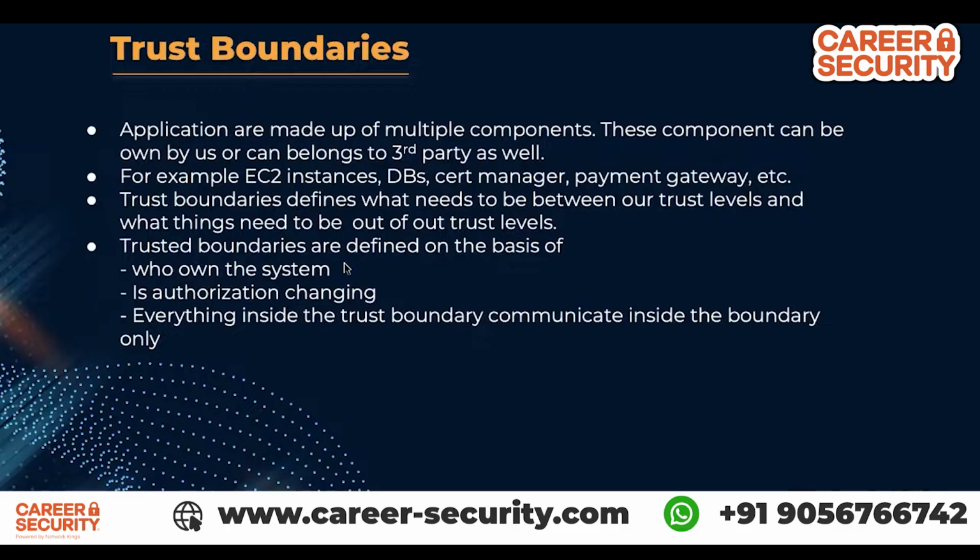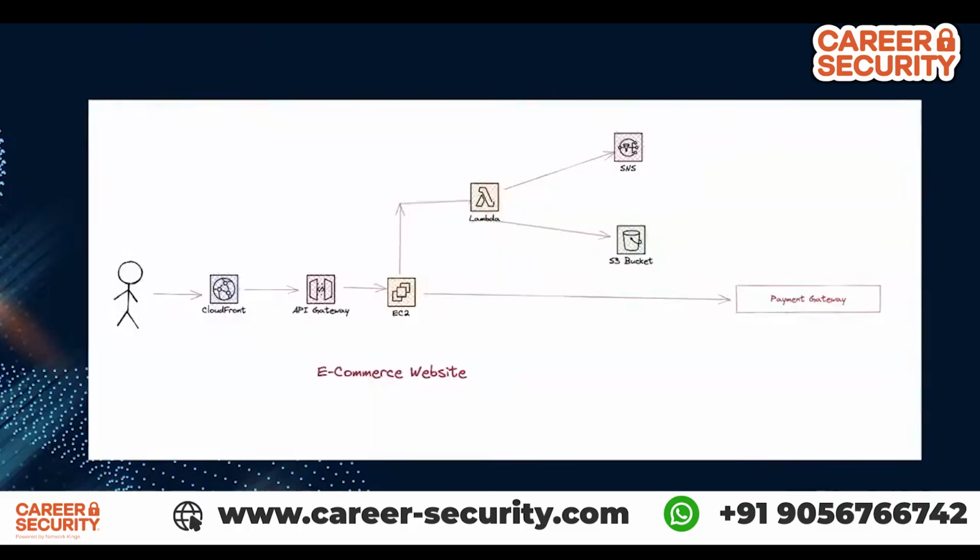To create these trust boundaries, I'm going to show you an example of how we can create them. There are three questions you should ask, but the most important question is this one: who owns the system? This is the one which is going to help you define the trust boundary. The other two are also important, but this one is the one which actually helps you create a boundary. Is authorization changing between the components? Everything inside the trust boundary communicates inside the trust boundary only. These three questions will allow us to understand the trust boundary better. So let's take an example.